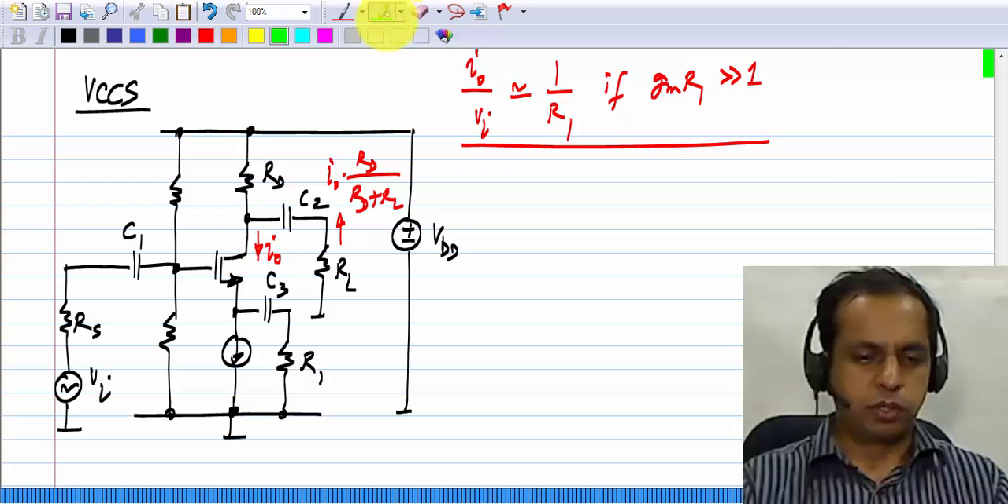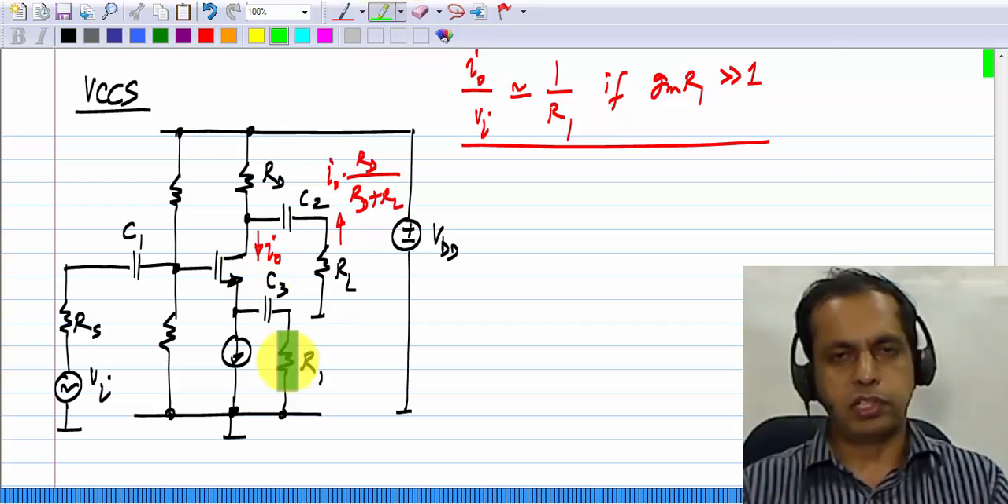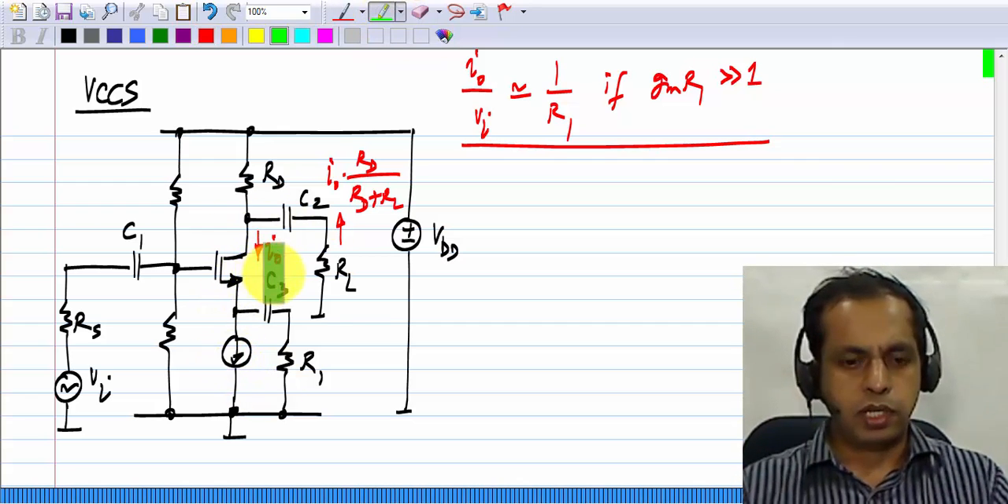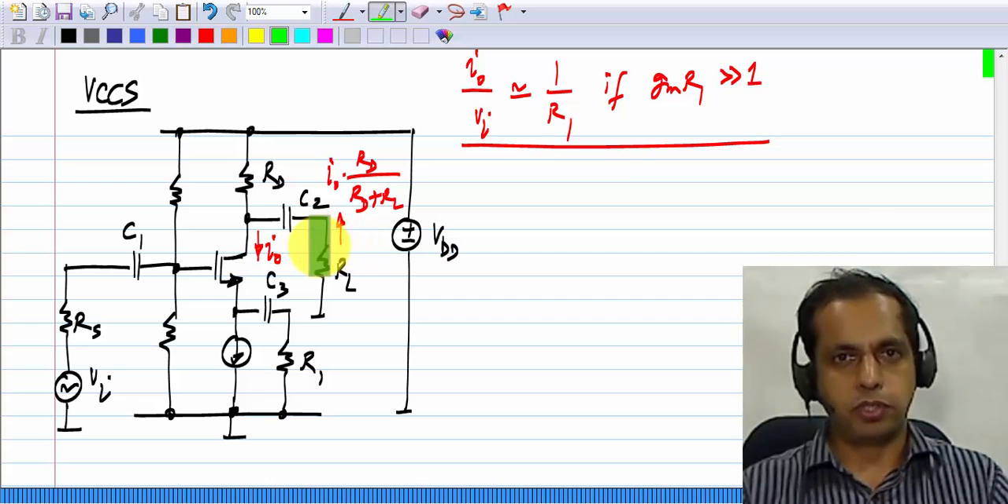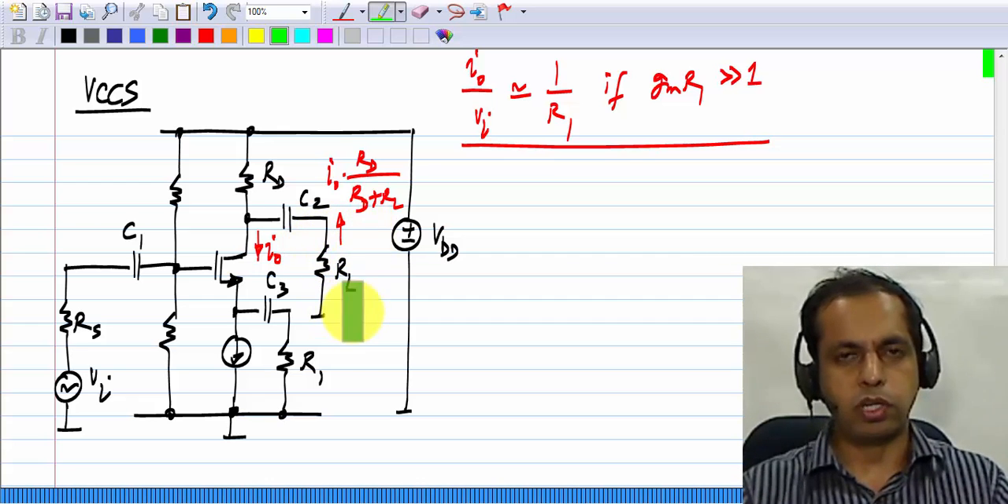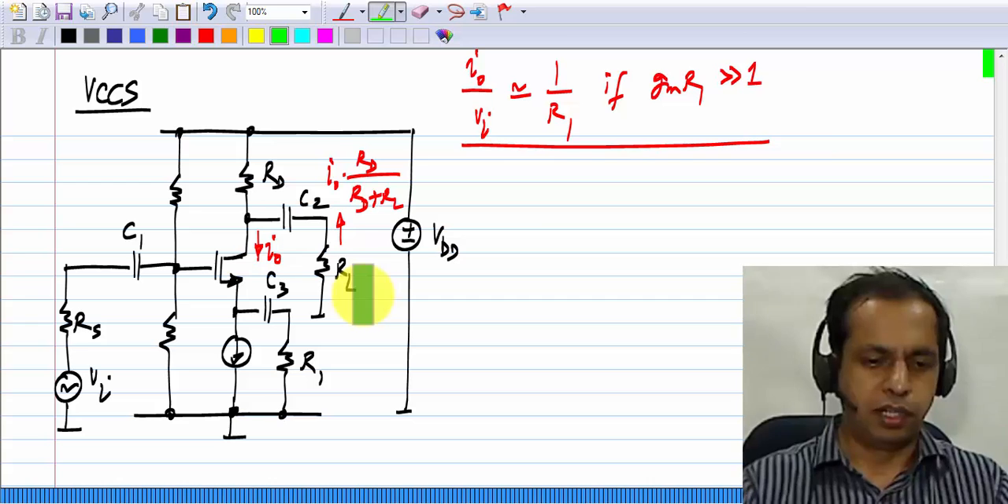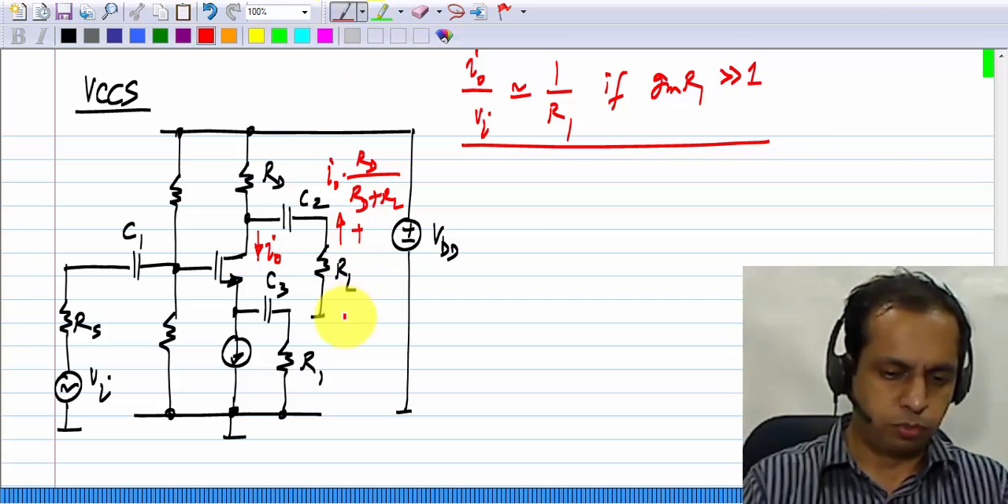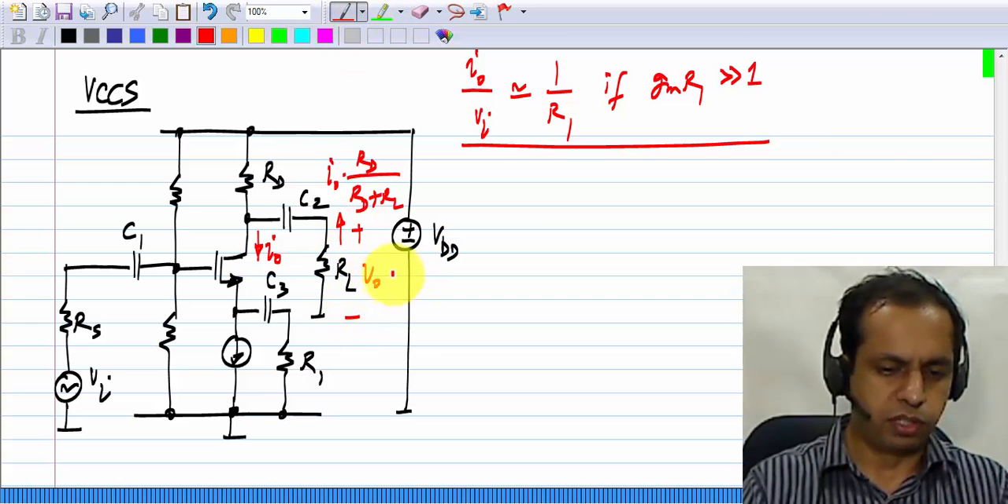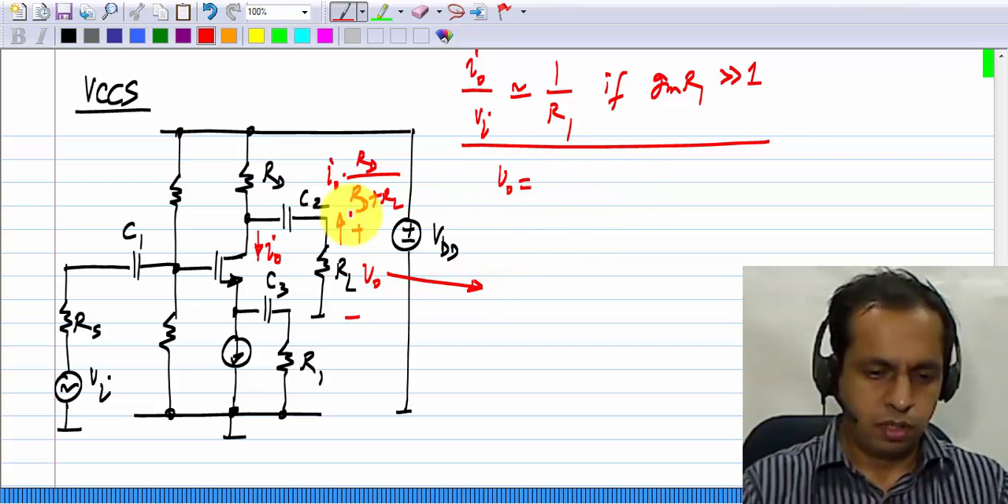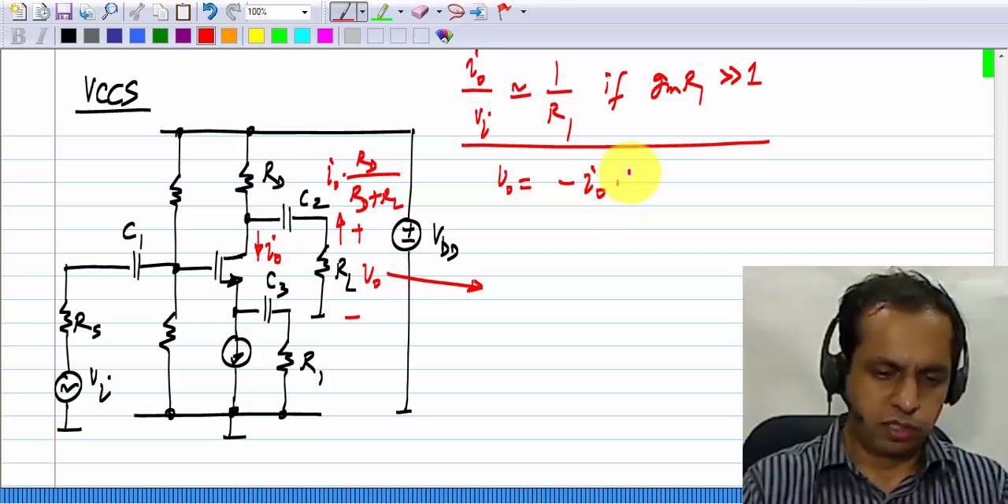Now it so turns out that a lot of times, although this is a voltage controlled current source, it is used with a voltage output. You measure the output voltage instead of the current, and that's very easy to do. What is this output voltage after all? If I define this to be V naught, V naught will be equal to minus I naught RD by RD plus RL times RL.